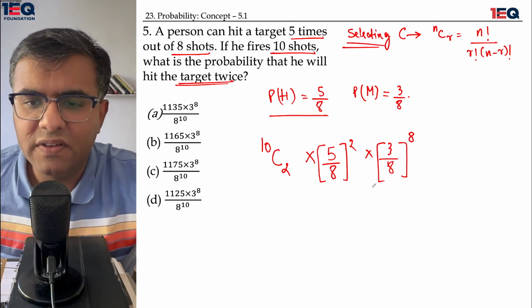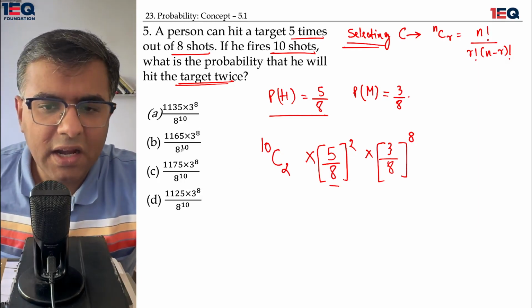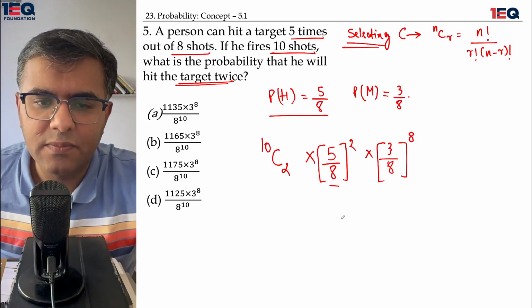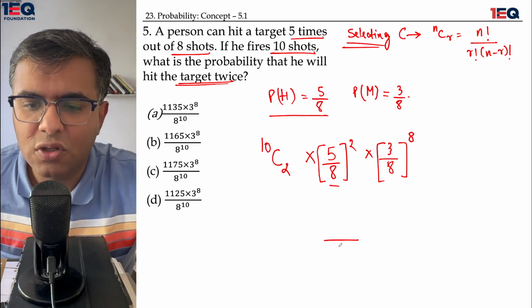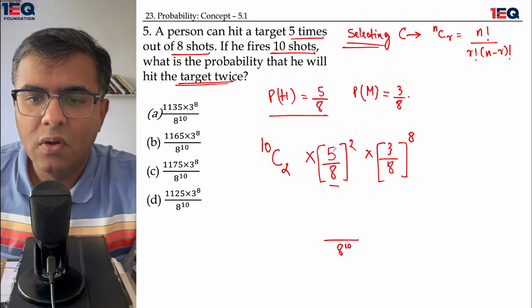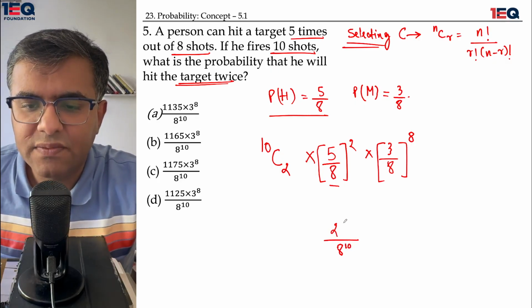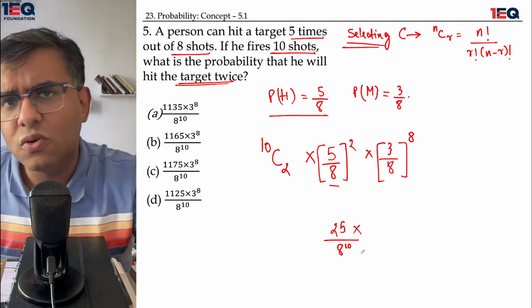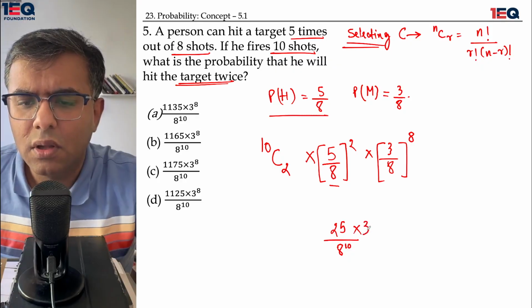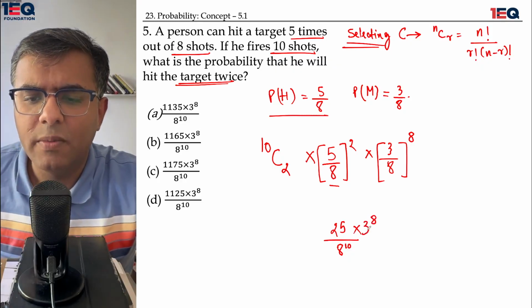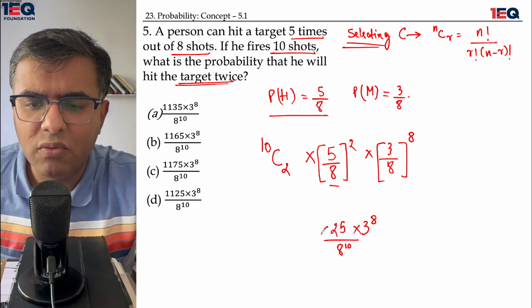So when I solve this equation, I see that 8 raised to the power 10 is common in every equation. What about 5 square? 5 square stands for 25. What about 3 raised to the power 8? 3 raised to the power 8 is also common to all the equations, so I won't solve it.